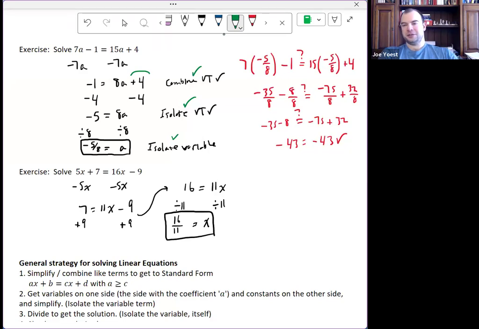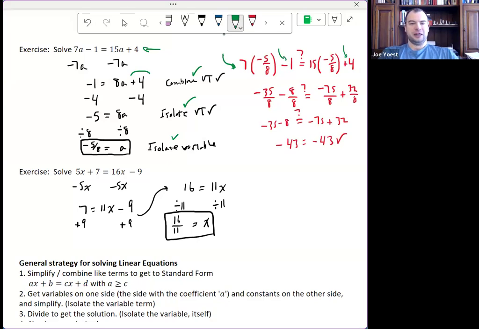And then last, I checked the solution, and I did that over here as a demonstration. So plugging back into the original equation, 7 times -5/8 minus 1 on the left, and 15 times -5/8 plus 4 on the right, are those two equal? If we multiply out, get a common denominator everywhere, just make this -1 into -8/8, and this 4 into 32/8.